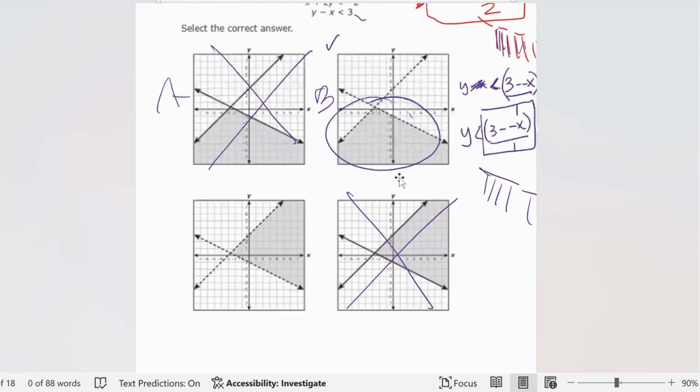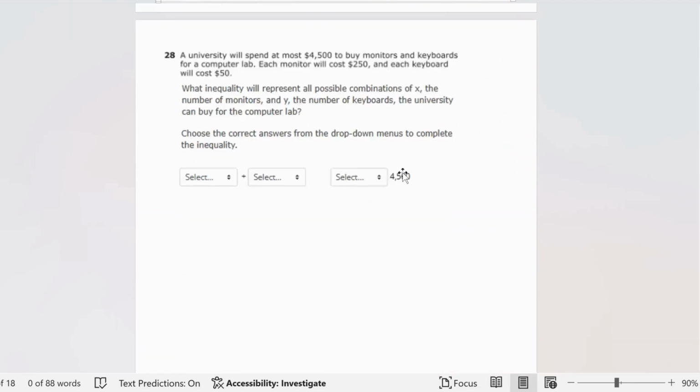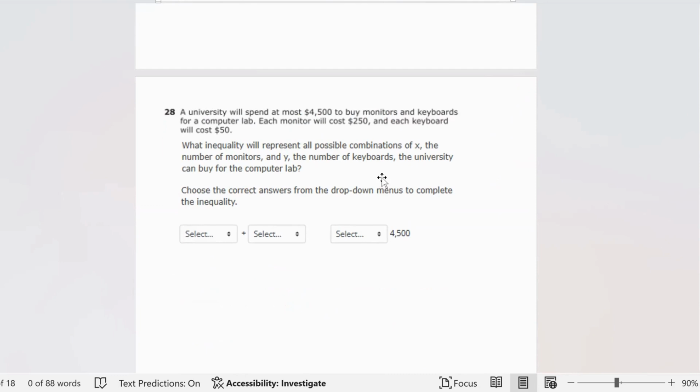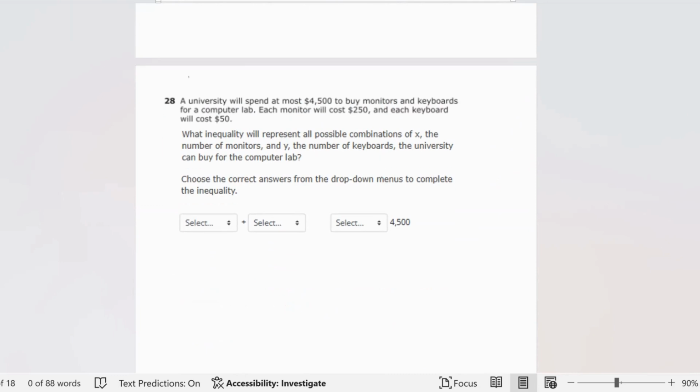Okay, here we go. Question number 28, the same thing. You're going to apply the rules that I told you earlier. The value and quantity.